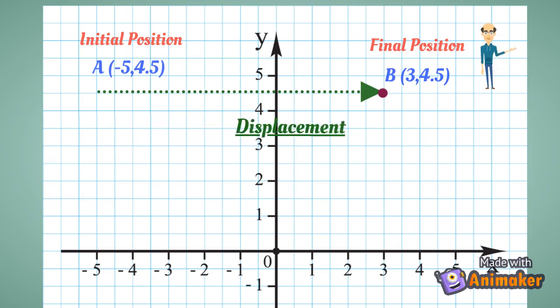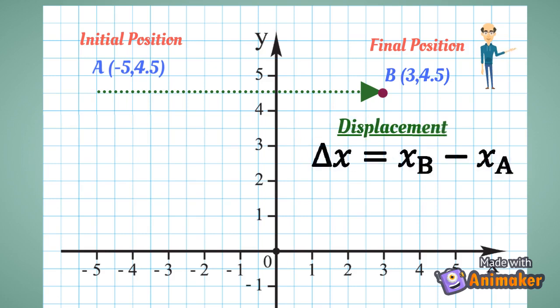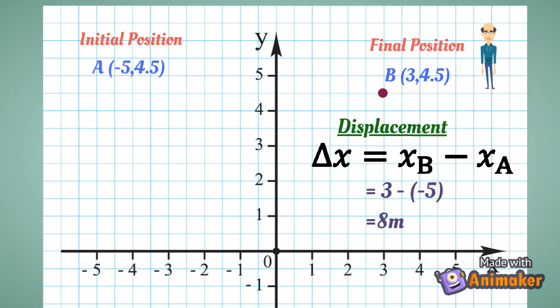Since the object moved only in the horizontal, that is x direction, the displacement is given by the difference in the x coordinates of B and A, which is 3 minus -5, that is equal to 8 meters, assuming the lengths are all in meters. And since displacement is a vector, we should always remember to talk about the direction of displacement, which is from A to B in this case, usually indicated graphically by drawing an arrow from A to B as shown.